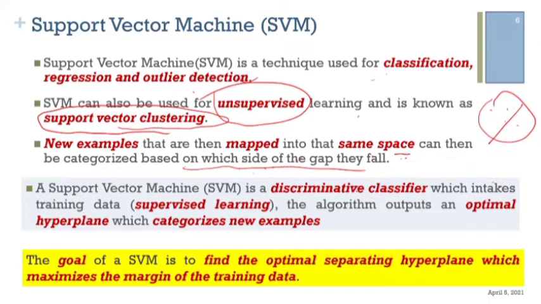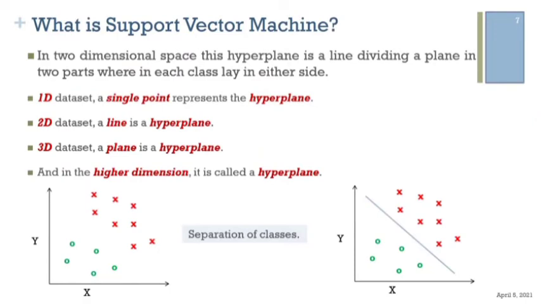So I said it is called a discriminative classifier because it takes this training data and then outputs an optimal hyperplane, which we use to categorize new examples. So the goal is always to find the optimal separating hyperplane, which maximizes the margin. So how can we maximize our margin? We're going to see an example now.